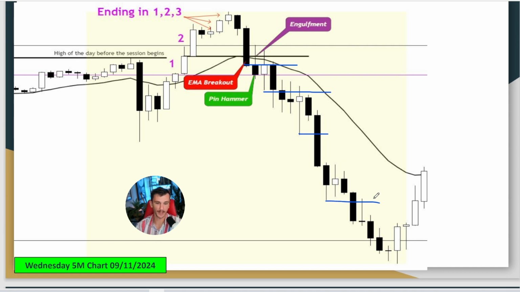And then you get your third pullback here, and I'm almost guaranteed to never take this entry because the move started all the way up here. This is all my reward down here. And if I get in down here, my risk is going to be a little bit too big. So first pullback into the EMA, fine. Second pullback, good. Third, almost guaranteed not to take these.